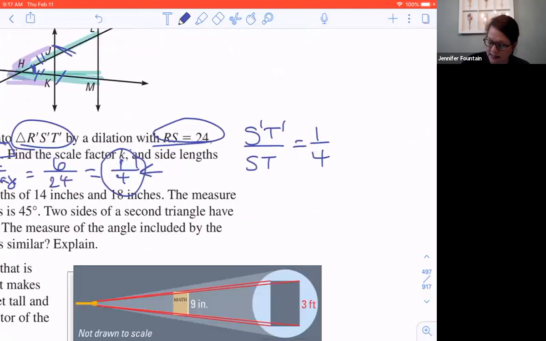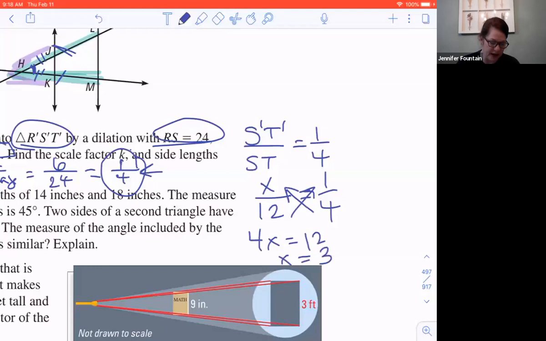So that means I can set up my image over pre-image is equal to 1 over 4. I'm using that scale factor to be able to solve. And I can cross multiply, and 4x equals 12. So x equals 3. So I can see that my S prime T prime equals 3.